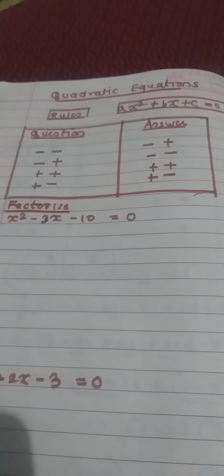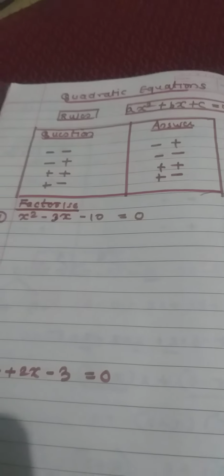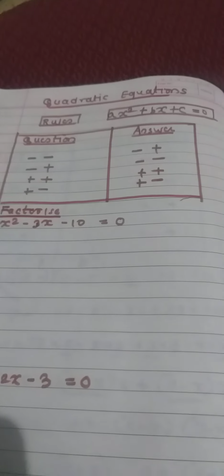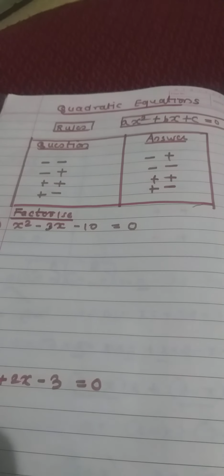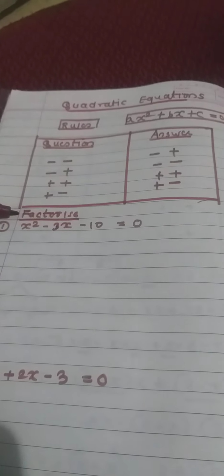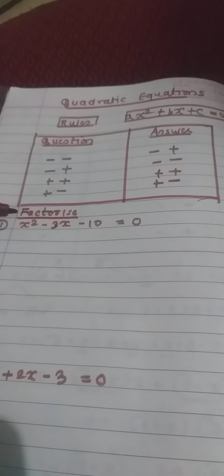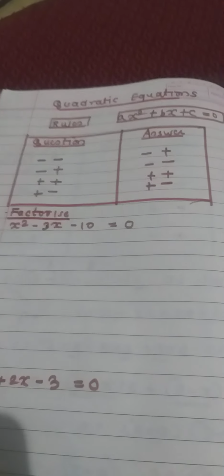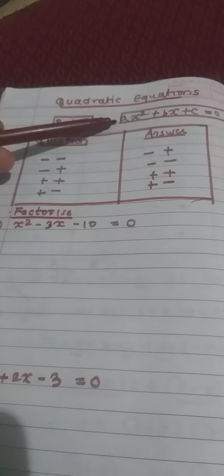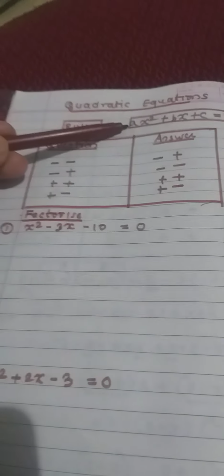Hello. Today our topic is quadratic equation, and the most common question asked is: factorize the following quadratic equation. Before that, what is a quadratic equation? The equation format is ax square plus bx plus c equals to 0.